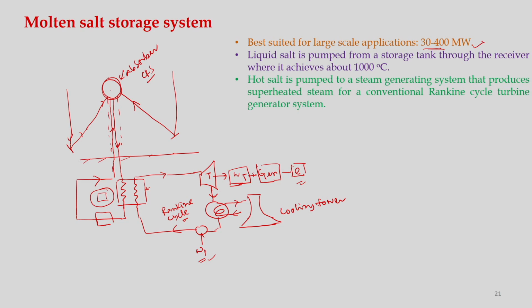It is a big unit, and liquid salt is pumped from a storage tank through the receiver, where it achieves about 1000 degrees C, and hot salt is pumped to the steam generating system that produces superheated steam for a conventional Rankine cycle turbine generator system. That is why it is shown here.